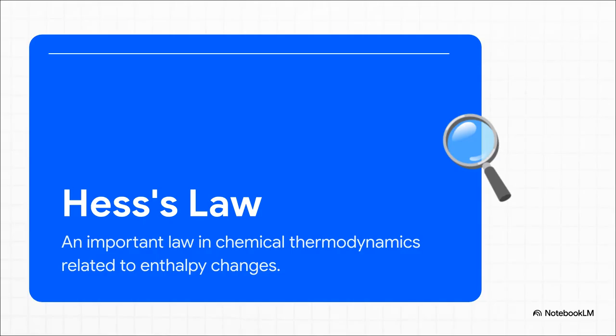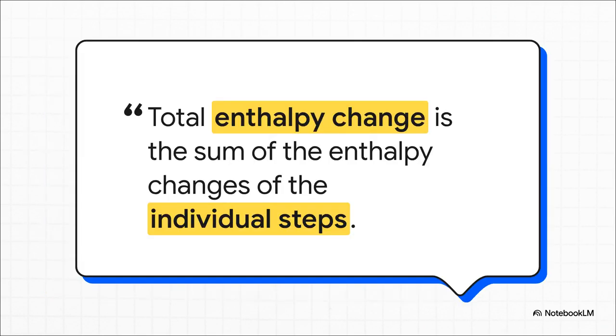The full formal name is Hess's Law of Constant Heat Summation. Kind of a mouthful, I know, but the key words are right there in the name: constant and summation. That's a huge clue that something is always adding up to the exact same amount, no matter how you do it. Okay, so here's the textbook definition.